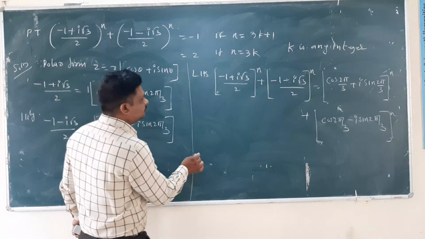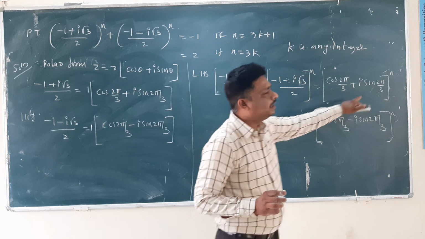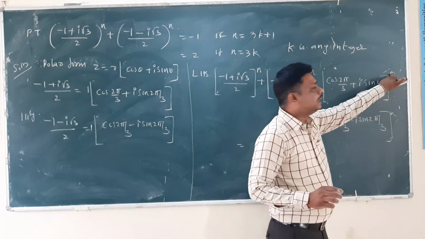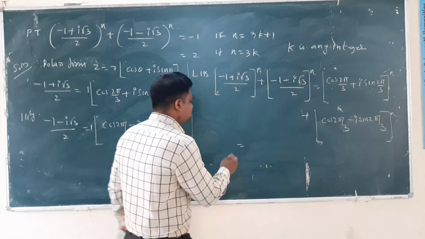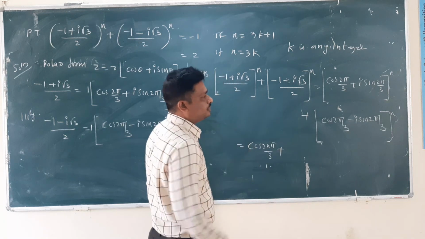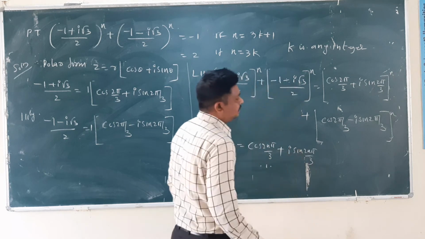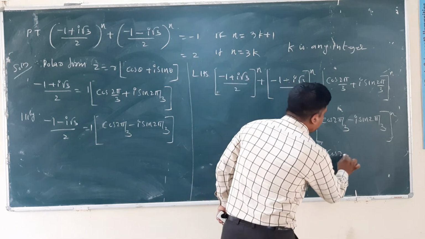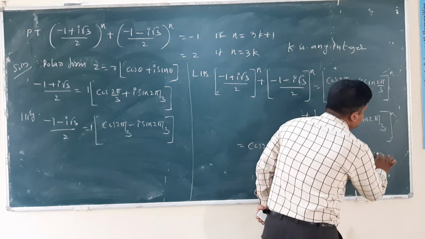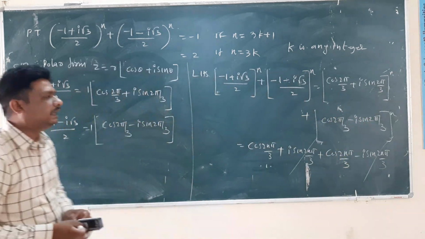So now I will apply de Moivre's theorem. I will take this n inside the angle. So this will become cos 2nπ/3 plus i sin 2nπ/3, by using de Moivre's theorem, plus cos 2nπ/3 minus i sin 2nπ/3. Here sin and sin will get cancelled.